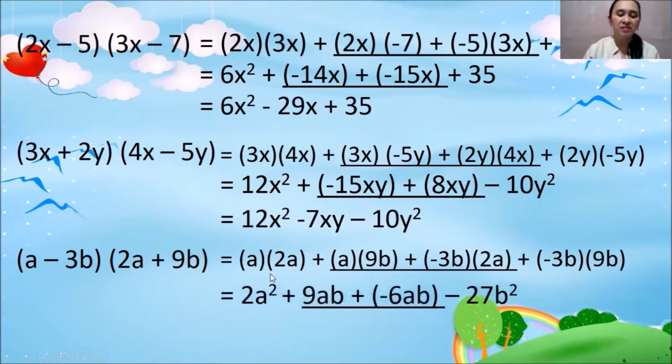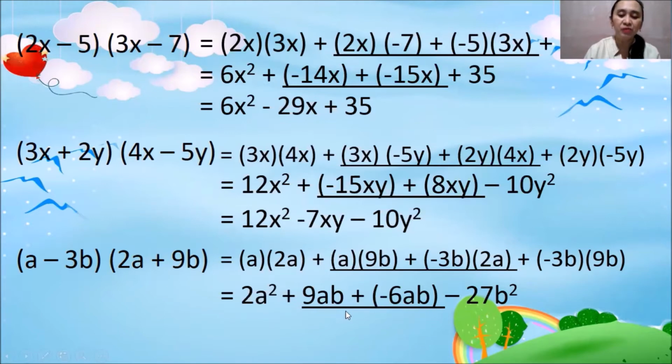Next, simplify A times 2A is 2A squared. A times 9B is 9AB. Negative 3 times 2 is negative 6. And B times A is AB. And negative 3 times 9 is negative 27, so minus 27. And B times B is B squared.